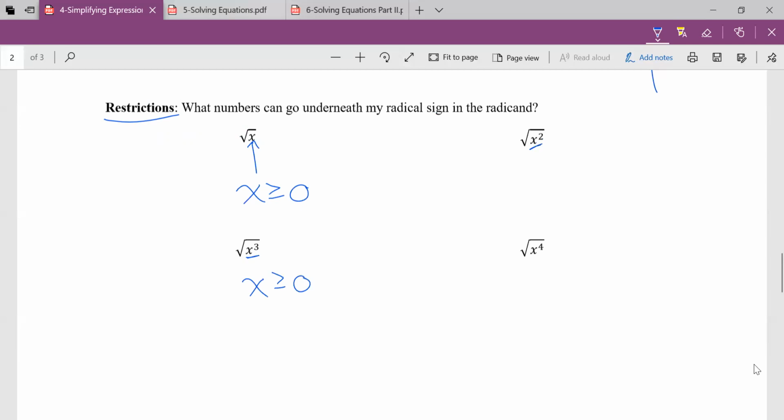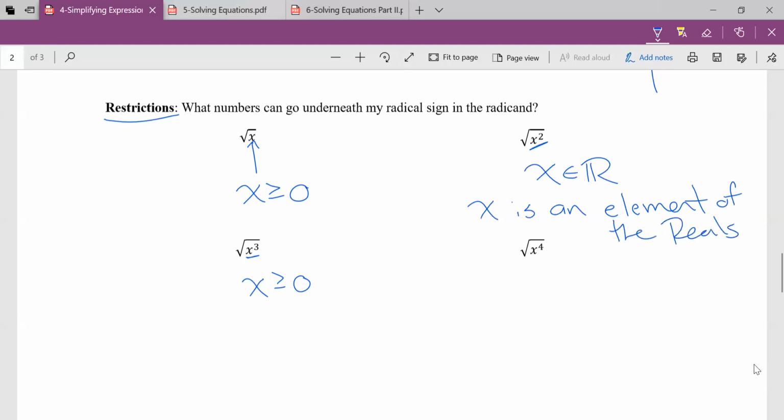X squared. So I say to myself, what would happen if I stuck a negative number in for x? So say -5. Well, -5 squared is +25, and that's something I can take the square root of. So any negative number that I substitute in for x turns into a positive because it's being squared. So that means I can sub in any number for x. So I don't have a restriction. What we say then is x is an element of the reals, of the real numbers. Meaning you can put in anything for x you want.